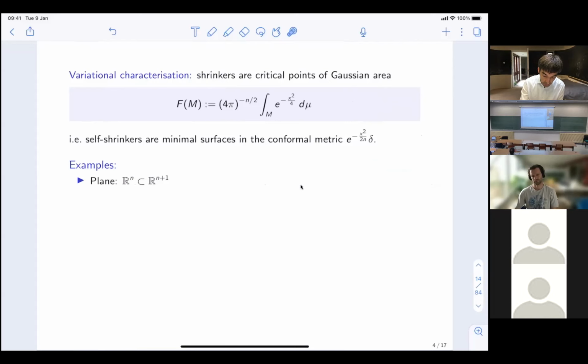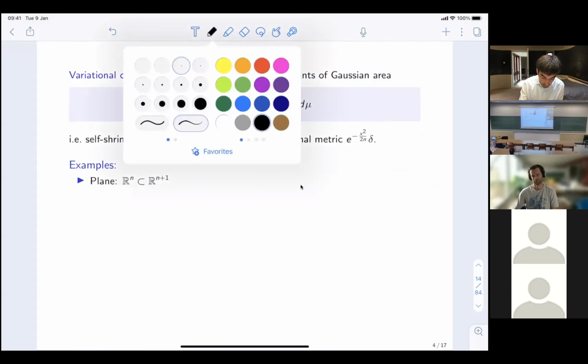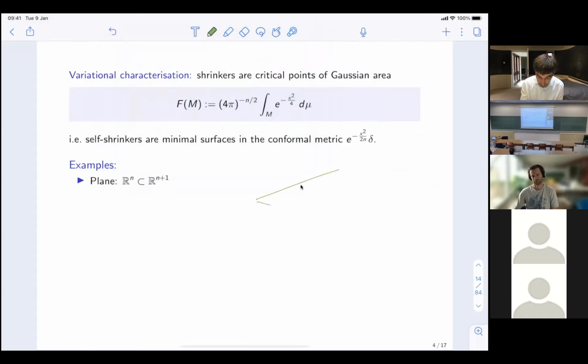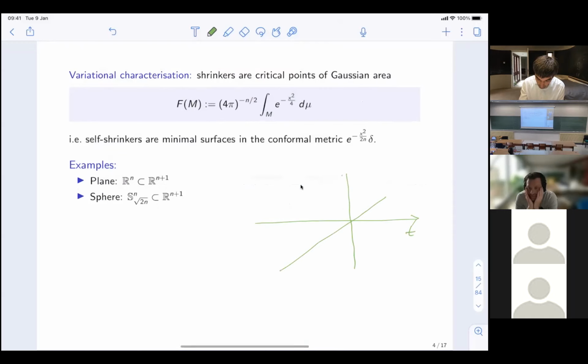Okay, what are examples? The most basic example is just a flat plane going through the origin. That's a self-shrinker: no mean curvature, flat, and it has to go through the origin because you want it to be a cone. Okay, here's the sphere. Let me draw you the space-time track. Here we take time, and it helps to develop this picture in mind. Here's the time -1 slice, and then the space-time track looks like a parabola.